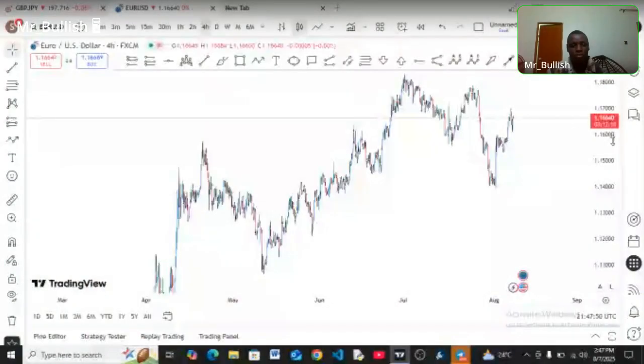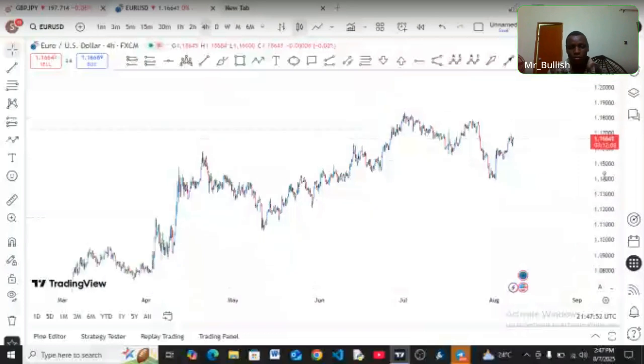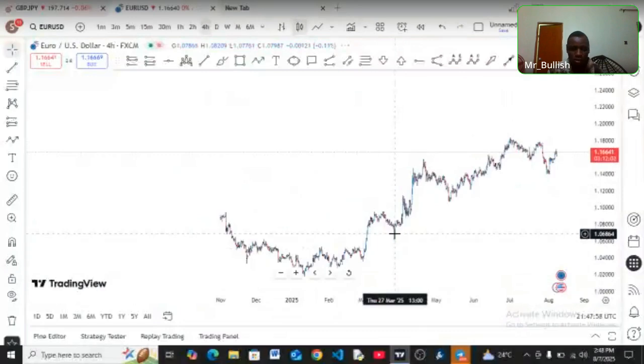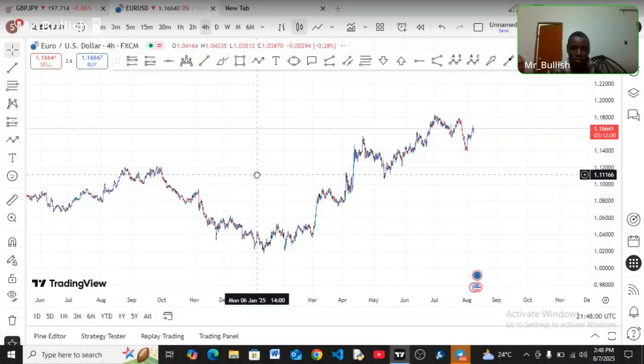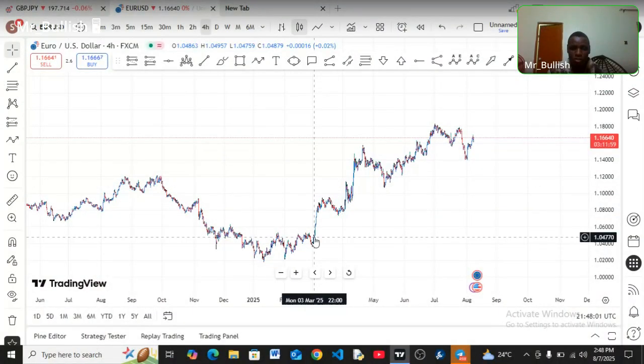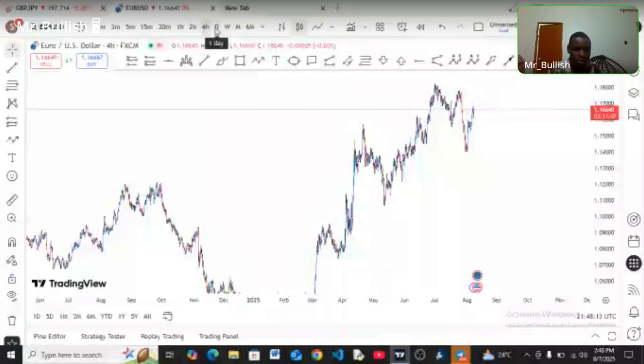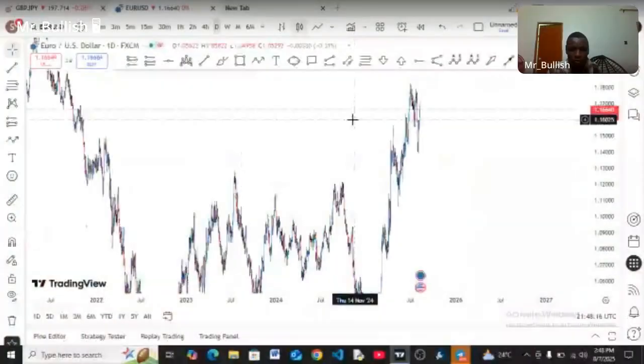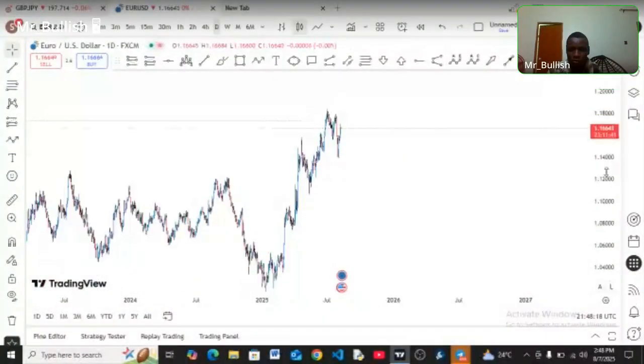So let's do something now. Let's use this particular chart. Just looking at this, from this point to this point, you know the market is bullish, right? Because from year to year it was heading upward. Or let's start from the daily time frame. Now see what we have here in the daily time frame.